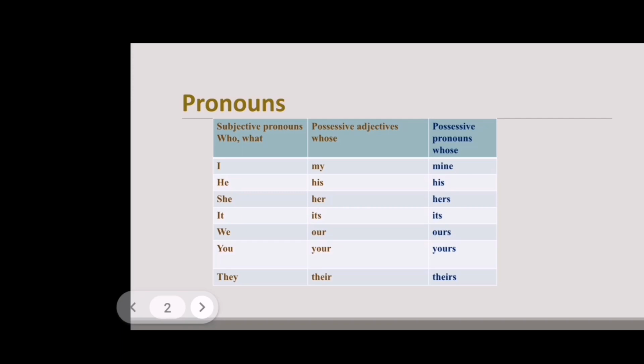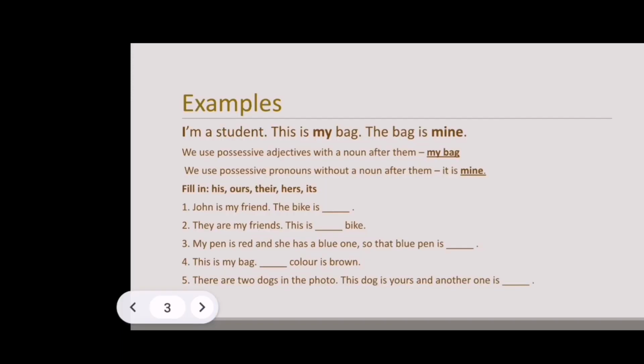Now let me explain what is the difference between adjectives and pronouns. Adjectives characterize nouns. That's why we use possessive adjectives with a noun after them: my bag. And we use possessive pronouns without a noun after them: it is mine, or the bag is mine. So once more, pay attention to these sentences. I'm a student. This is my bag, adjective. The bag is mine, a pronoun.